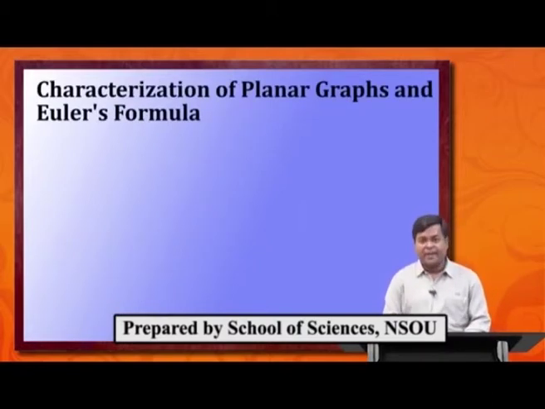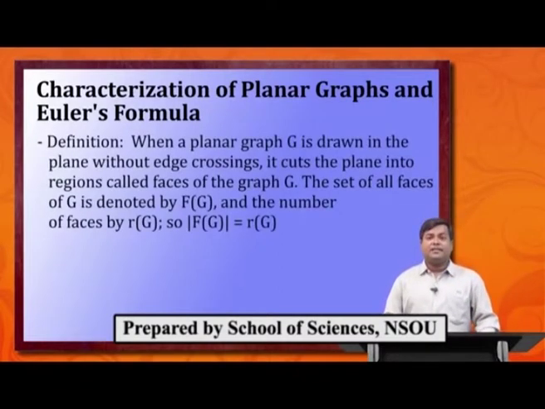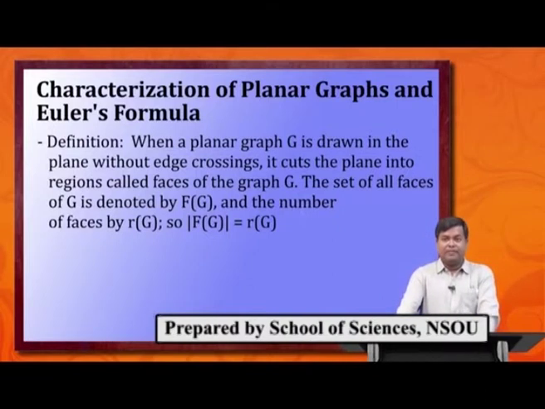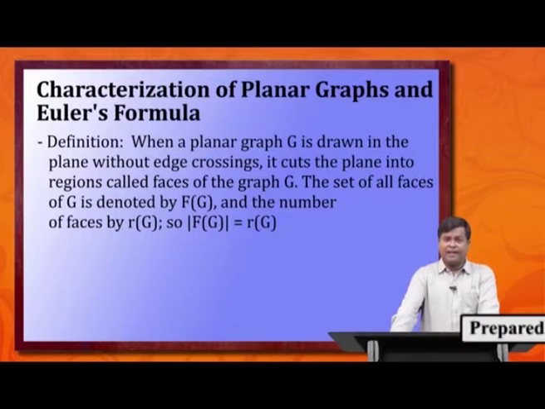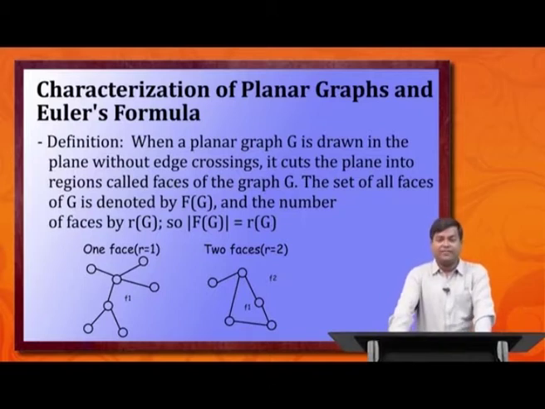Now let's see some characterization of planar graphs and Euler's formula. When a planar graph G is drawn in the plane without edge crossing, it cuts the plane into regions called faces of the graph G. The set of all faces of G is denoted by capital F and the number of faces by small r. So the total number of elements in capital F is basically r. We have given two different examples where r equals 1 and r equals 2.